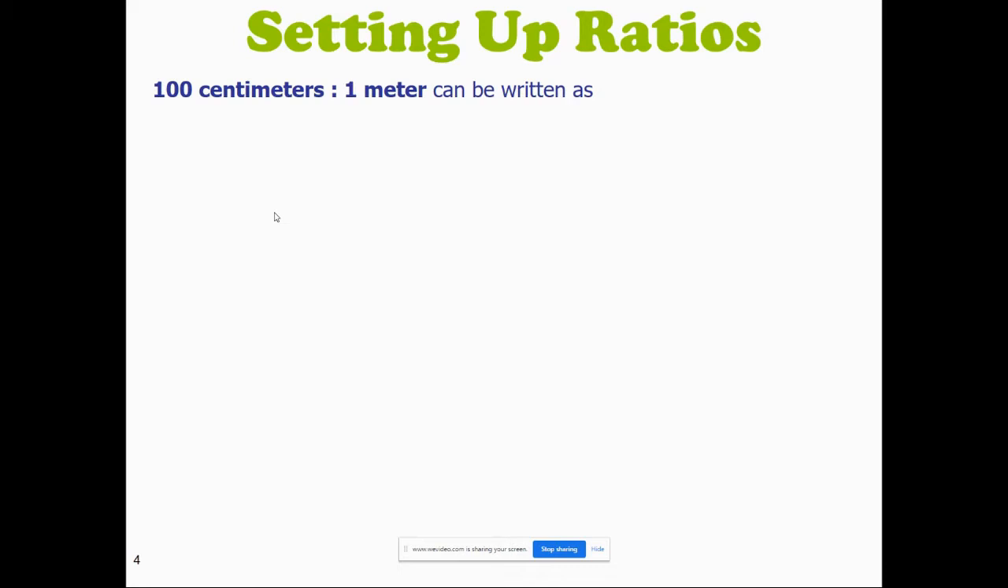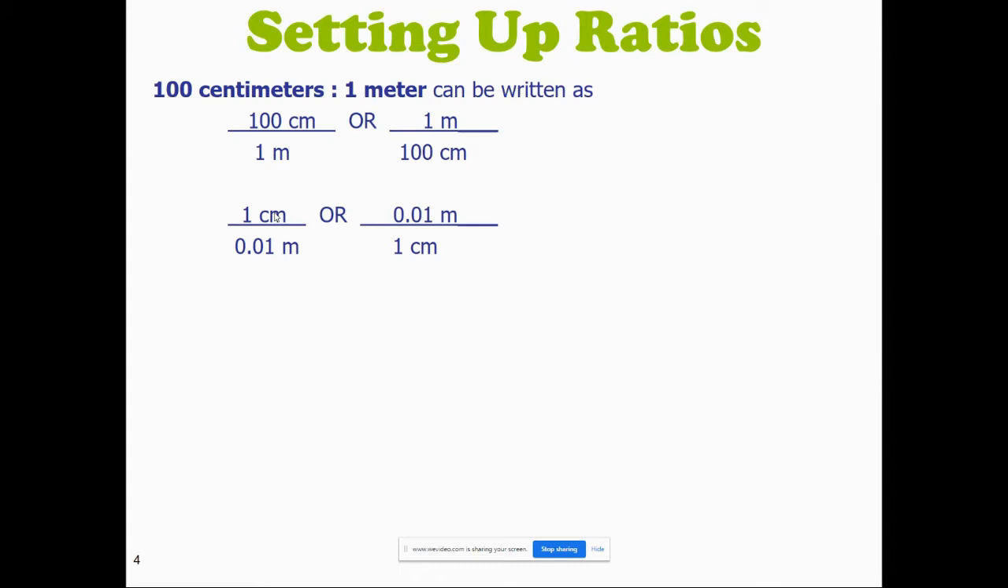Okay, for instance, we know, because you've learned this, that 100 centimeters is equal to 1 meter. That can be written as two fractions. You can either write it as 100 centimeters over 1 meter, or you can write it as 1 meter over 100 centimeters. Those are equivalent things. 1 meter always equals 100 centimeters.